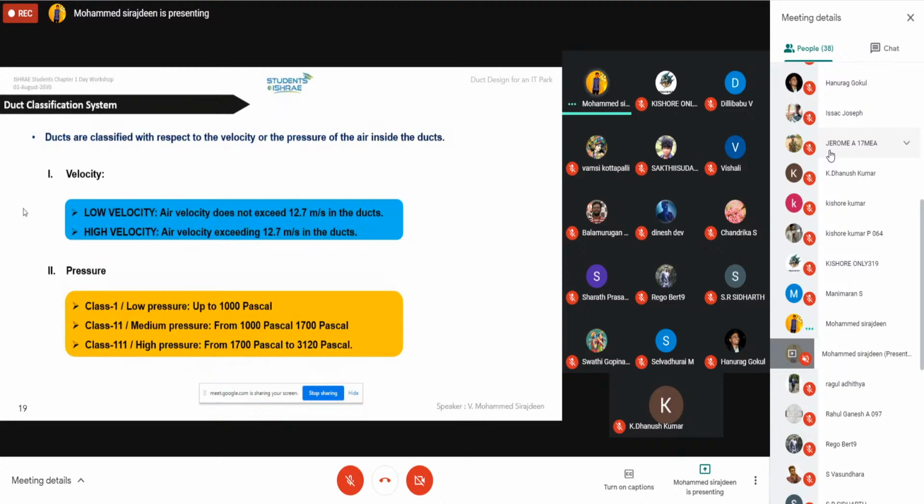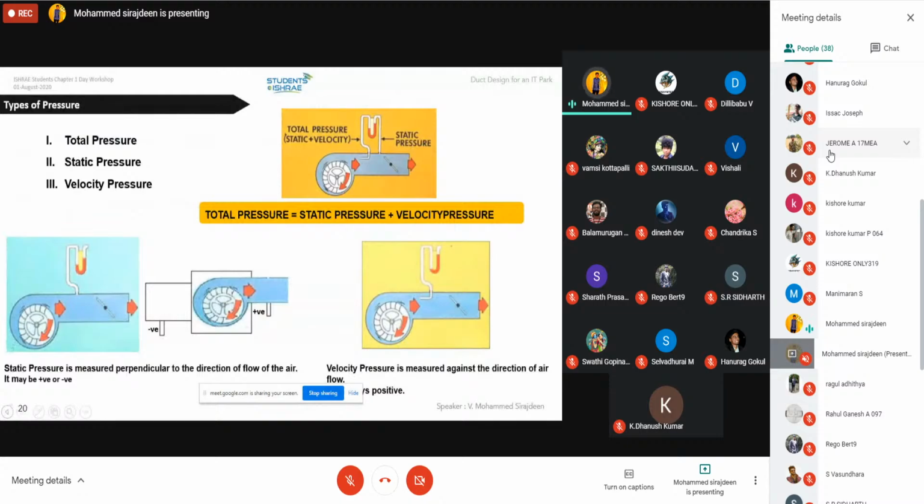Then, types of pressure: static pressure and velocity pressure. The total pressure is the combination of static pressure and velocity pressure. What is static pressure? If we measure pressure by using a manometer on the duct, not in the air path, we are just using a U-tube manometer, which is used in fluid mechanics laboratories. Hope everyone is aware of this U-tube manometer. When the air is traveling through this duct, the air will go in this way.